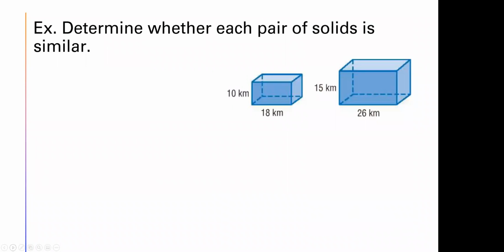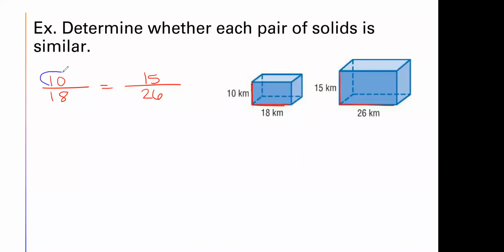In an example, determine whether each pair of solids is similar. The lengths have to be proportional to each other, so we can set up a proportion, solve it, and see if they are proportional. The length of this side is 10 kilometers, and this side is 18 kilometers. I want the corresponding side. This side corresponds to this side on the second figure, so the 15 would go here. And the 18 side corresponds to this side over here, which is 26 kilometers. Then I'm going to cross multiply.